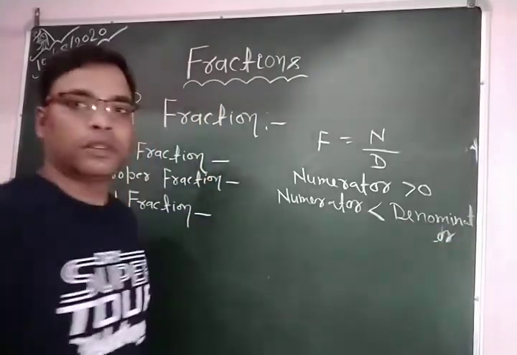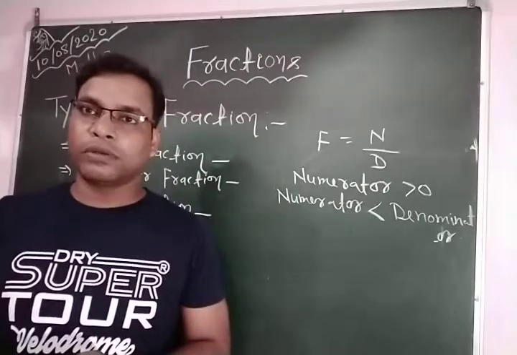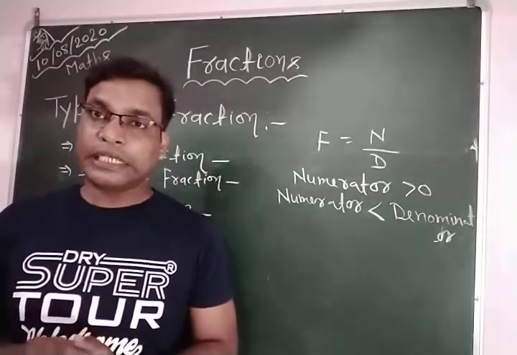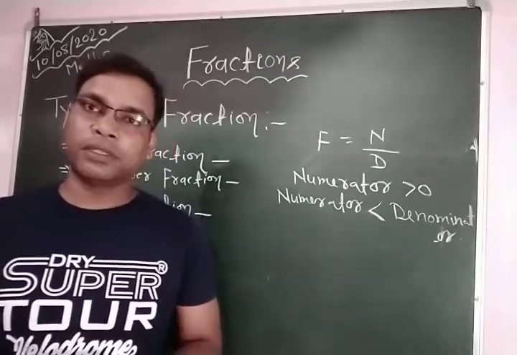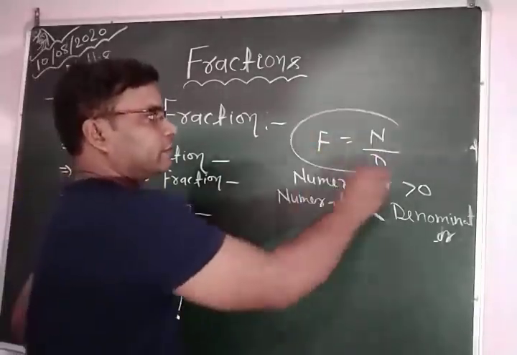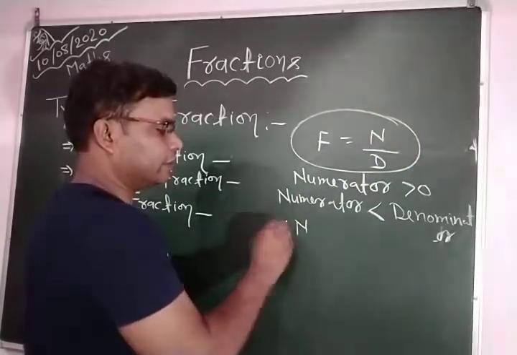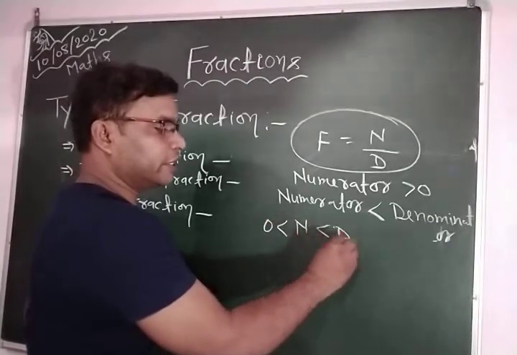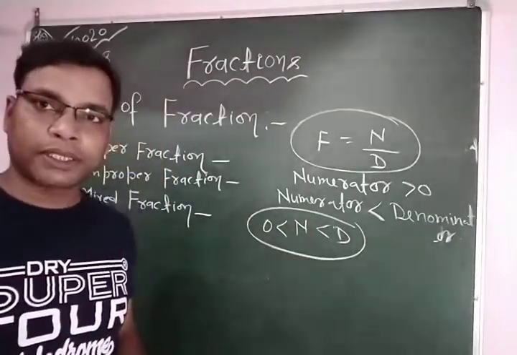Okay, so what is a proper fraction? A fraction whose numerator is greater than 0 but less than its denominator is called a proper fraction. You can see this is a fraction. Here the numerator is greater than 0 but less than the denominator. Such a fraction is called a proper fraction.